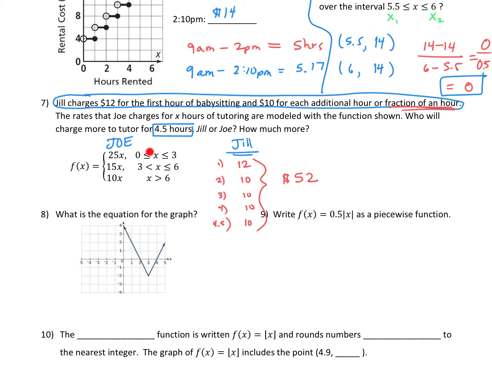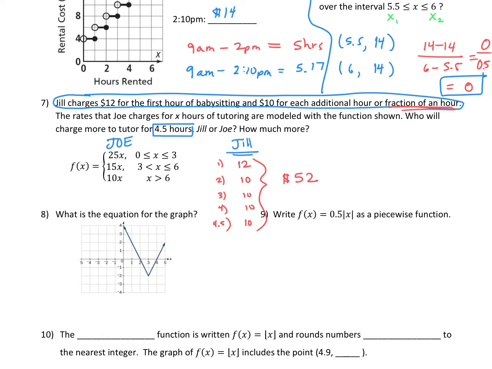So Joe's function is a piecewise function where we have 3 different price points. He's going to charge $25 times every hour if we're babysitting between 0 and 3 hours. He's going to charge $15 times every hour if we're babysitting between 3 and 6 hours. And then he's going to charge $10 per hour if we're babysitting for more than 6 hours. So kind of like the longer you book Joe, the better deal you can get.